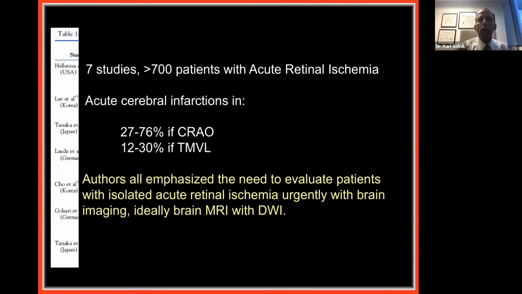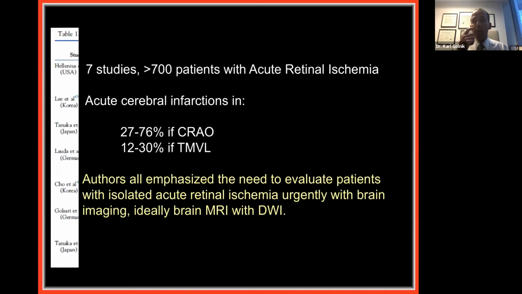In patients with transient monocular vision loss, so these are patients who may have a normal looking fundus, but just the history of transient monocular vision loss, up to about 1/3 had quote unquote silent strokes on their MRIs. And so ideally, you're going to image these patients who you think have transient monocular vision loss due to acute retinal ischemia with a brain MRI with DWI. DWI stands for diffusion weighted imaging. It's simply one of the sequences run.